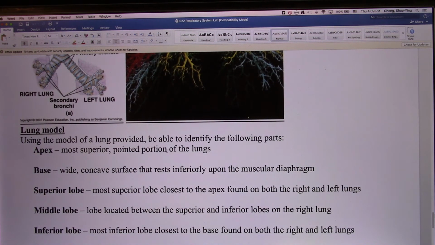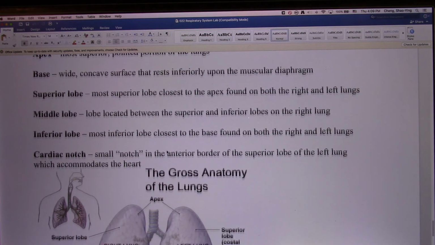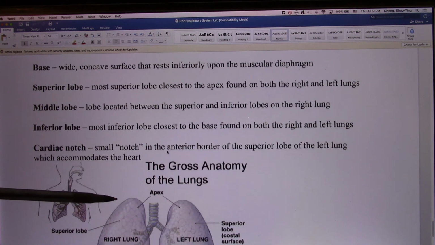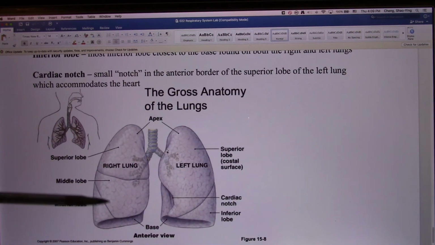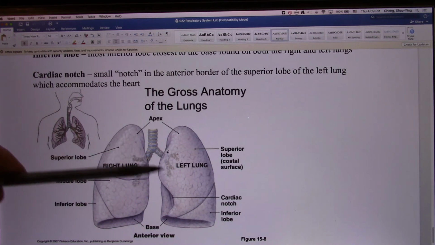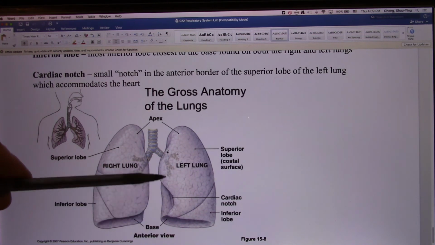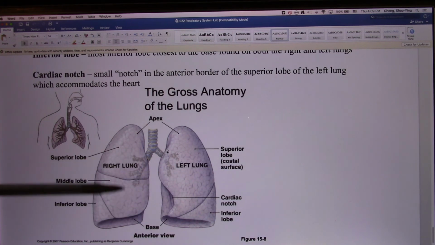And the last one is the lung model. The lung has 5 different lobes. The top part we call the apex, the bottom part we call the base. The right lung has 3 lobes, and the left lung only has 2. And we know the reason is because the heart has to stay here. And this part is called the cardiac arch, and this is for the heart to stay.